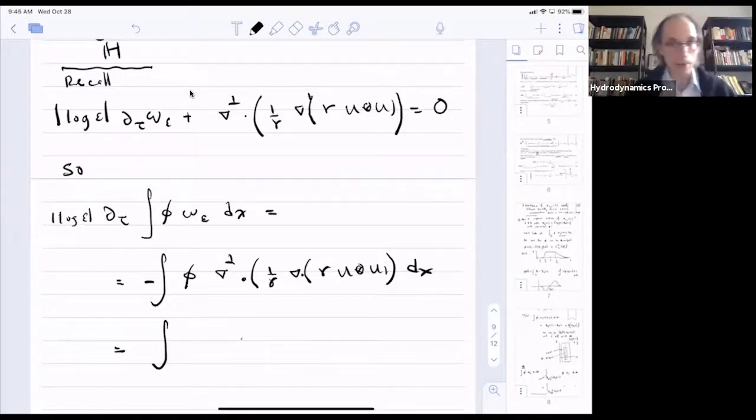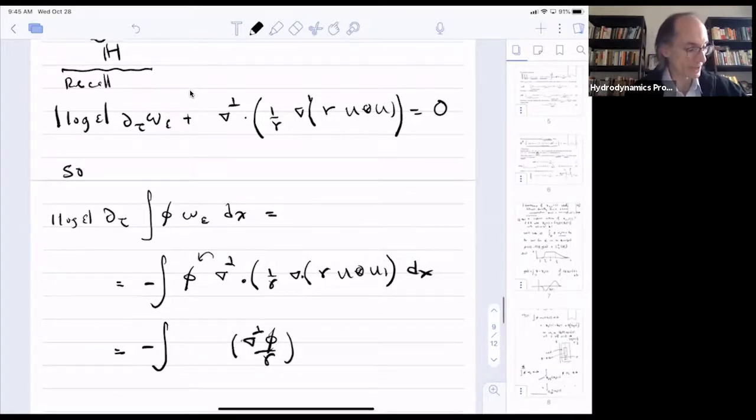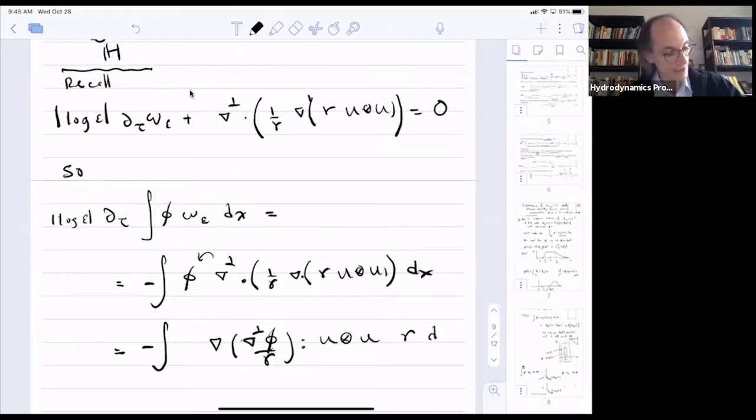So I'm going to end up integrating by parts twice. And so each time I get a minus sign, in the end, I'll have 2 minus signs. So I'll have grad perp phi over r. That's the first integration by parts. And then I bring the 1 over r here, then integrate by parts again. And I'm left with u tensor u times r, and dx is dr dz. Okay, simple.